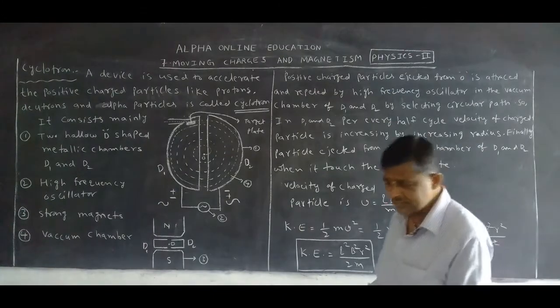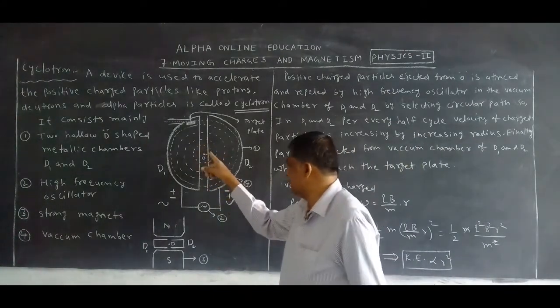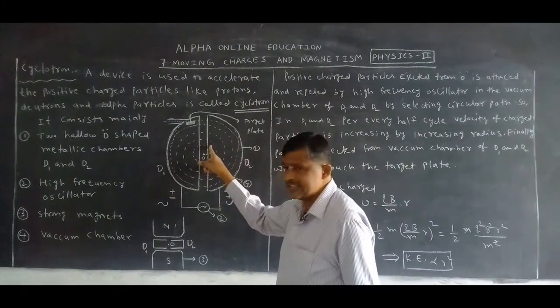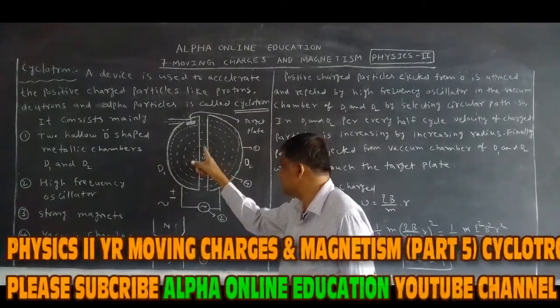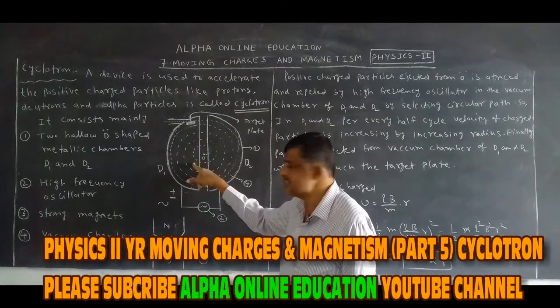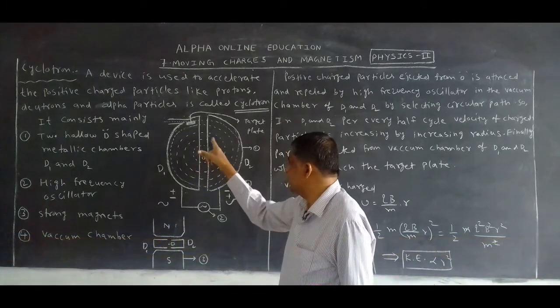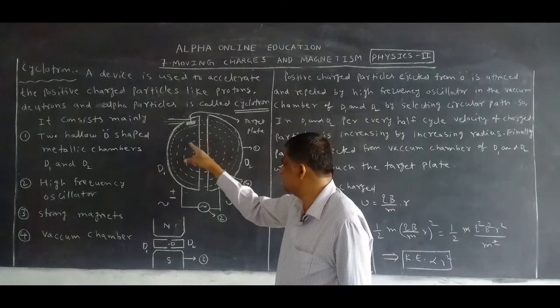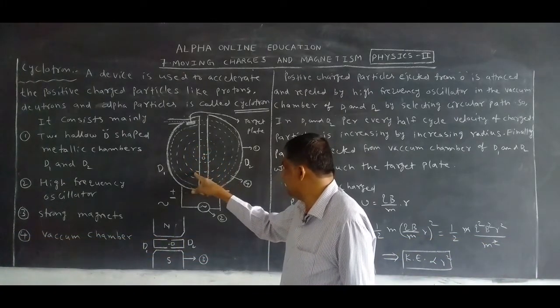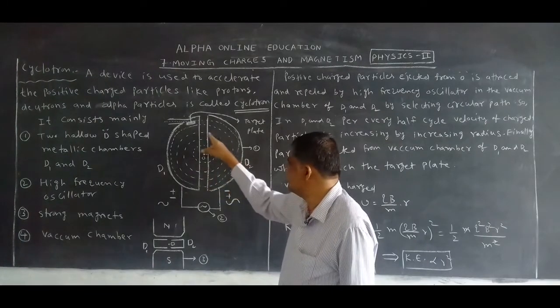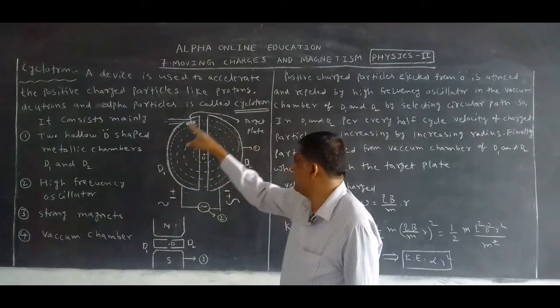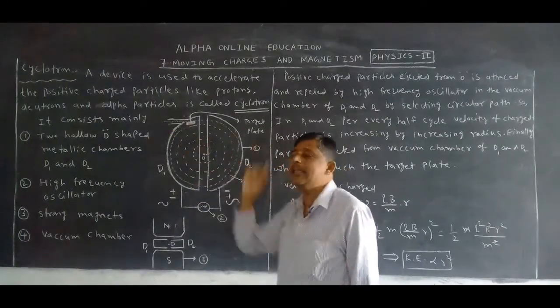Did you follow this one? Per every half cycle, radius increases, velocity increases. Here radius increases, velocity increases. Radius increases, velocity increases, per every half cycle.